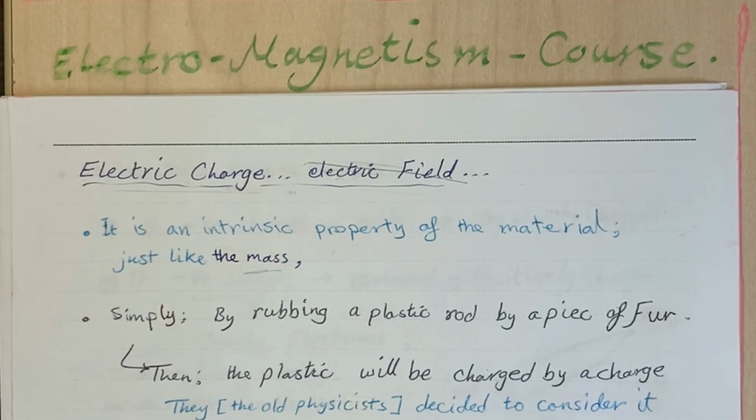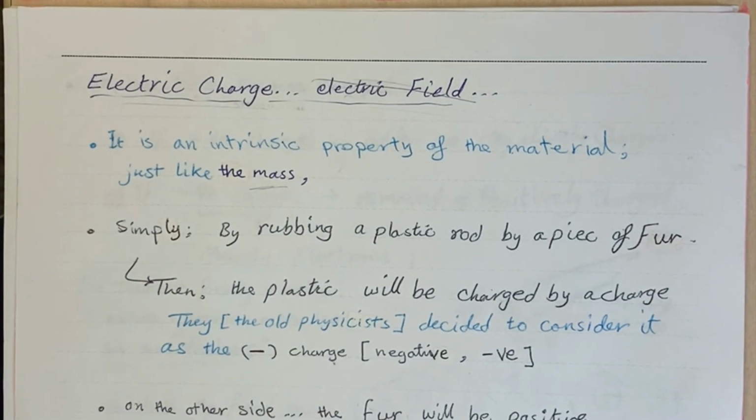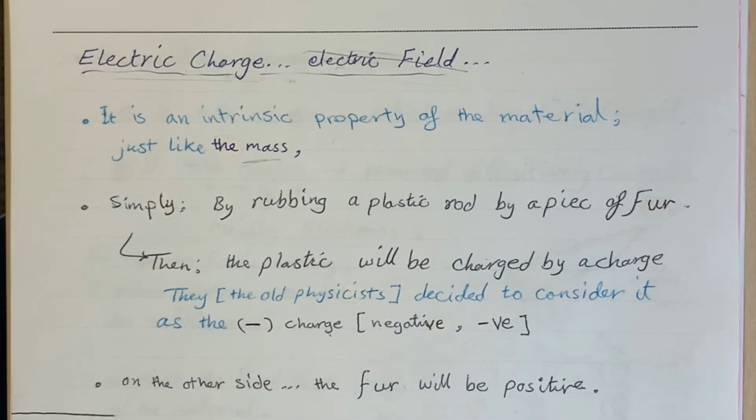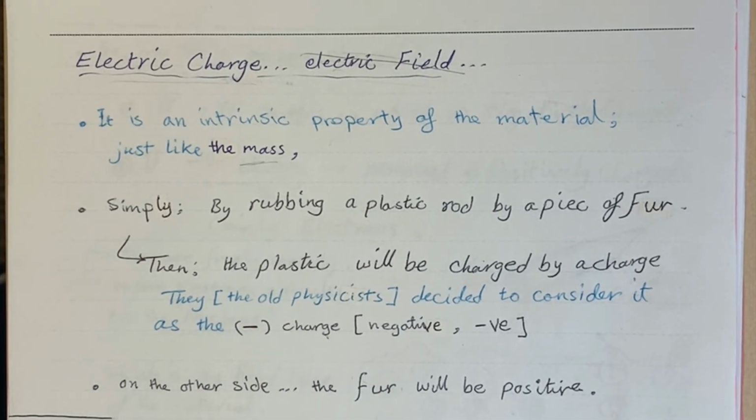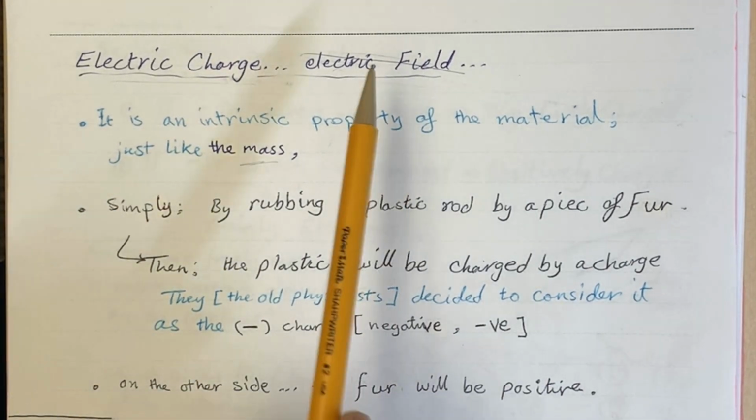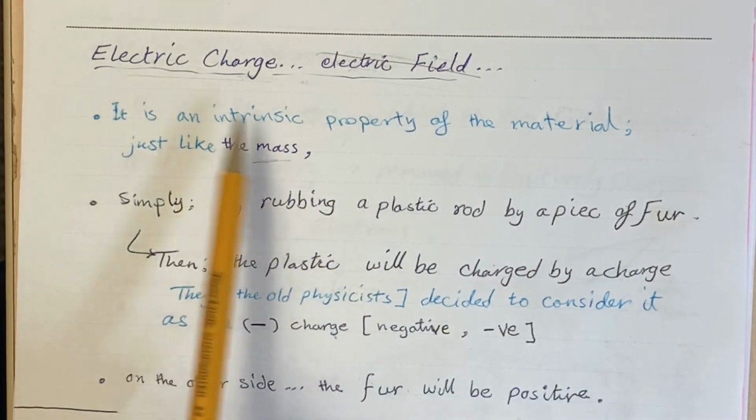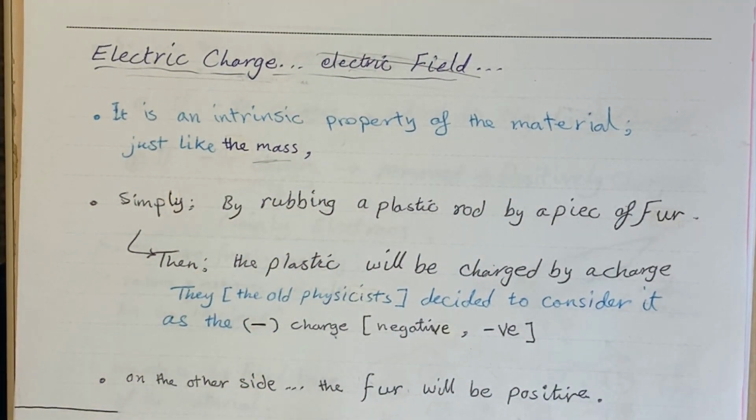Now, at the beginning of each course, we should discuss and define some physics quantities. In this course, we need to define some quantities related to electricity and magnetism. The first one we are dealing with is the electric charge and the electric field. We are not going to discuss the electric field yet, but we will start with the electric charge.